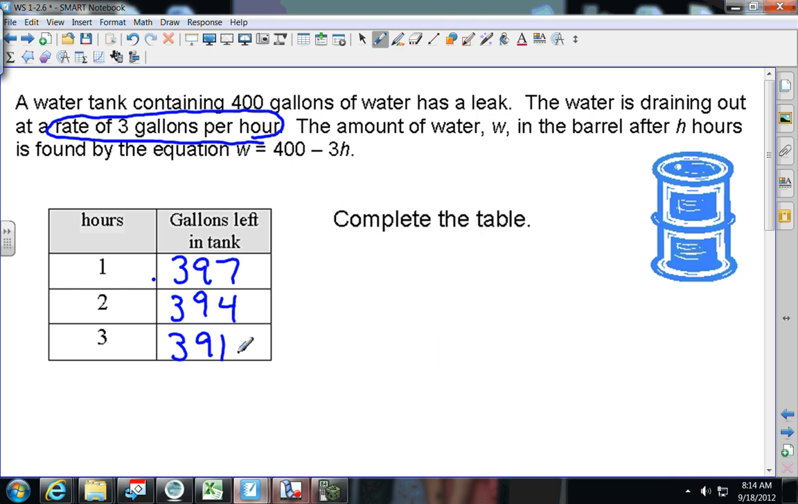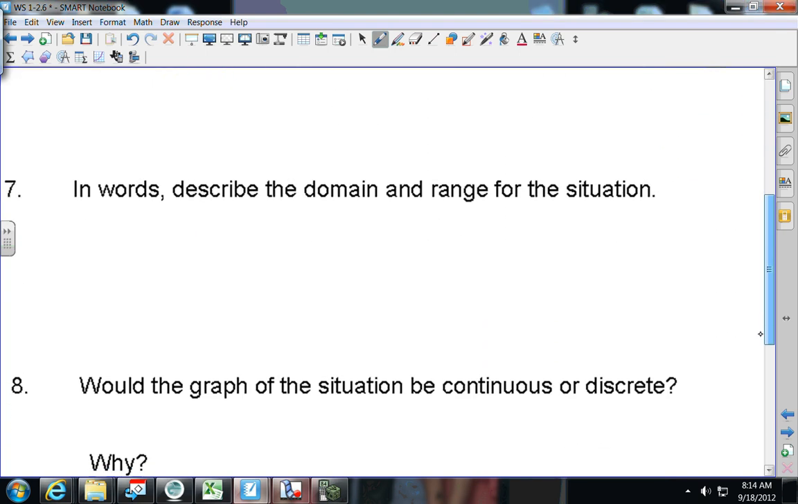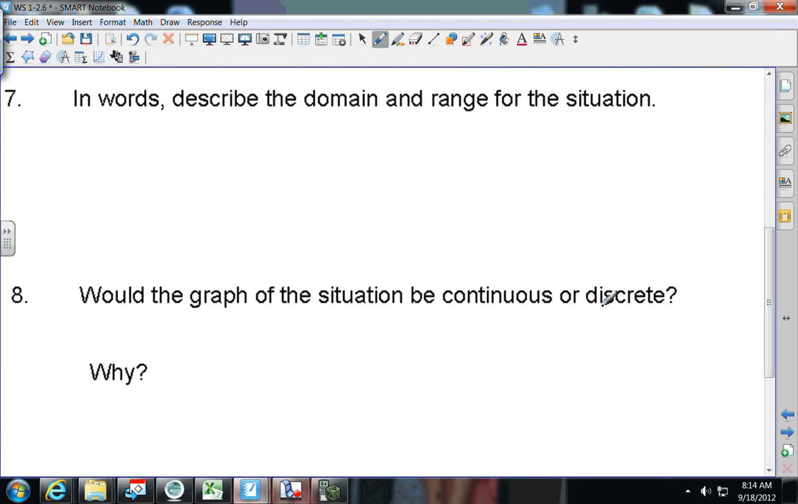This graph right here, would this be continuous or discrete? What's happening between these hours? Does it start off at 400 and poof, go to 397? It had to gradually leak out, right? So it goes smaller, smaller, smaller. This has to be continuous because you were talking about how much water is in a barrel and it leaks out little by little. So this situation right here would be continuous. Why? Because the water leaks out a little by little.